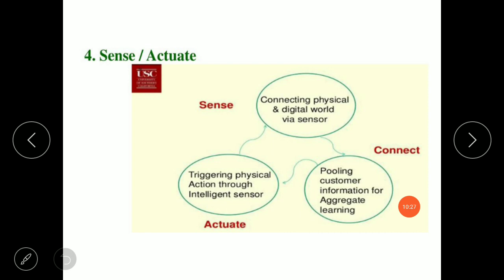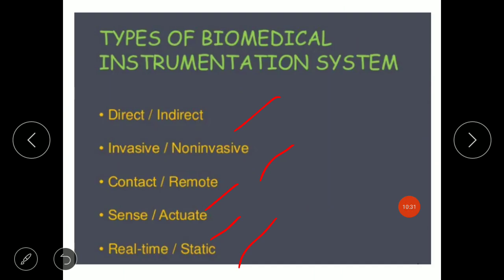Now the last classification is static or real time. Static instruments measure the time averages of physiological parameters. The measurement is slower than the rate at which the parameter is changing, and so it cannot follow it in real time. That's why static instruments measure the time average of the physiological parameter. Thus it can only give that average value over a period of time.